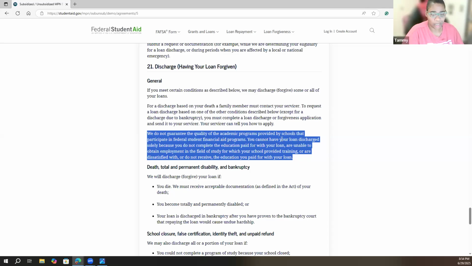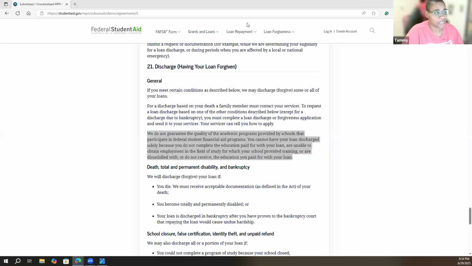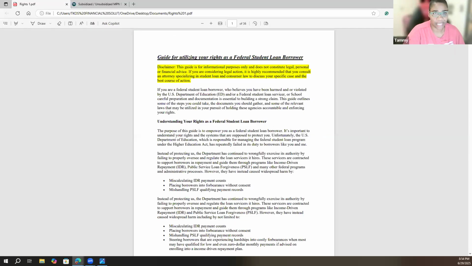Let's go into talking about the records and how to get your records, okay? All right, so I actually created a guide, okay? And this guide is going to be on my website. You'll be able to get this guide directly on my website. And basically what this guide is going to do is help you as a federal student loan borrower. And this is the reason why I created it.